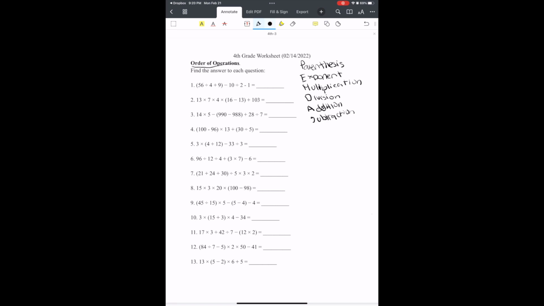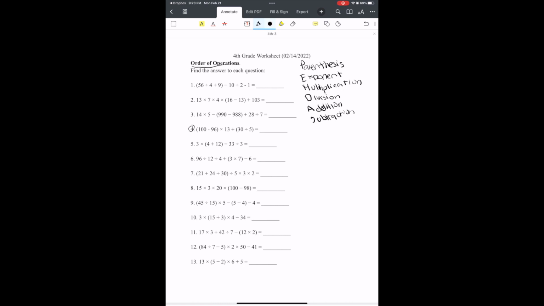Alright. So basically, the only thing about this is that multiplication and division could be swapped around, and addition and subtraction could be swapped around. So yeah, let's start off with number 4.